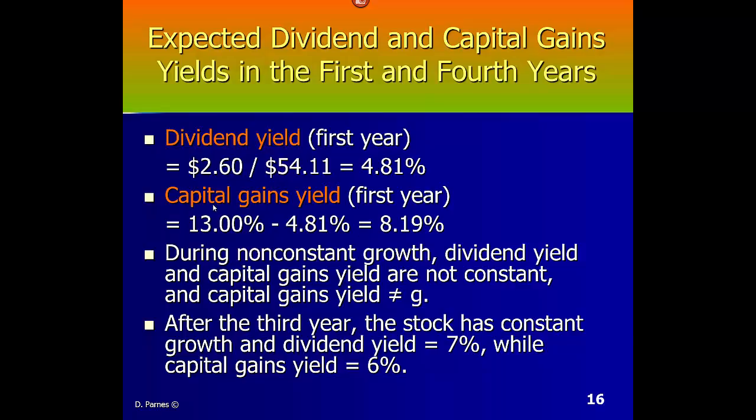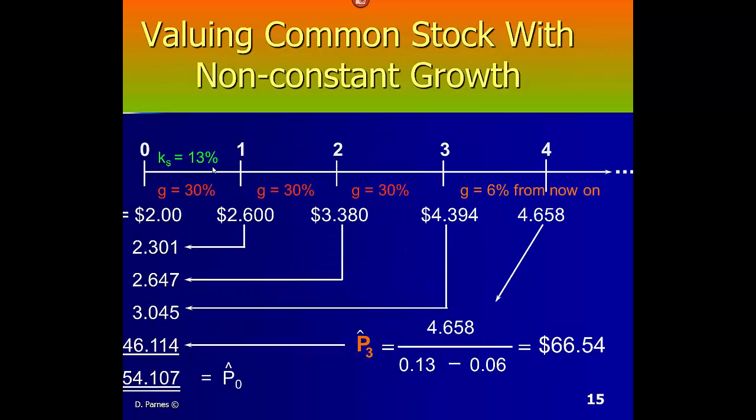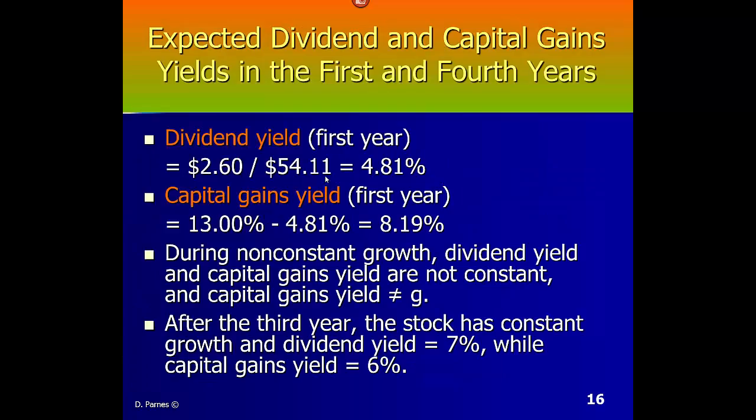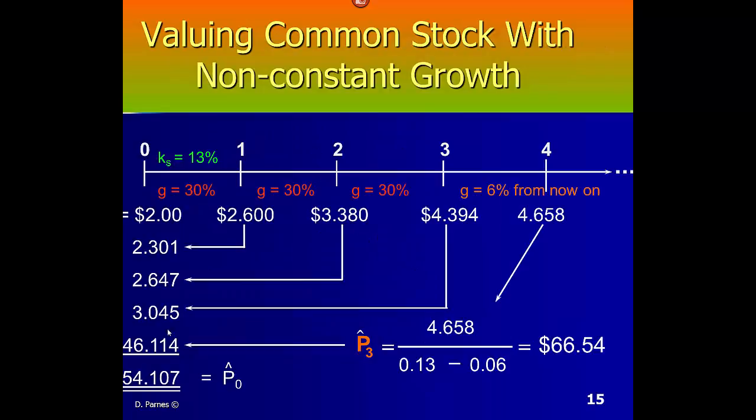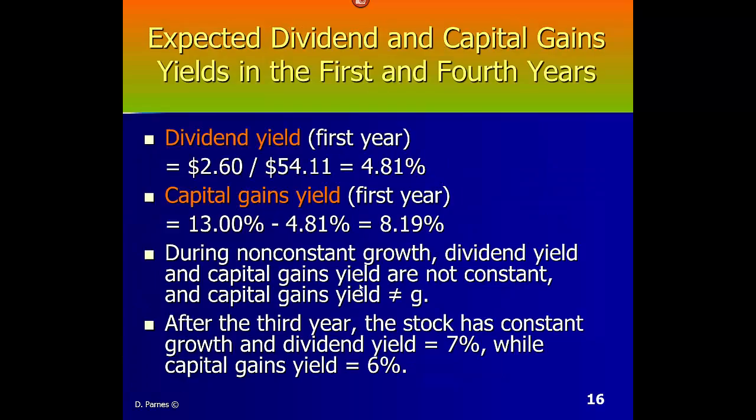Dividend yield, we defined it as how much you get relative to how much you pay. D1 is equal to $2.60. Here it is, that's D1, divided by P0, which is roughly $54.11. Here it is, $54.11 roughly. Gives you 4.81%.